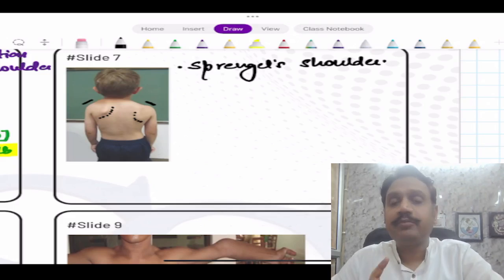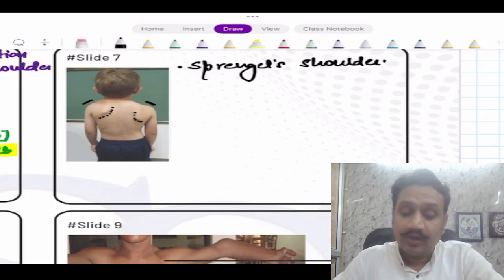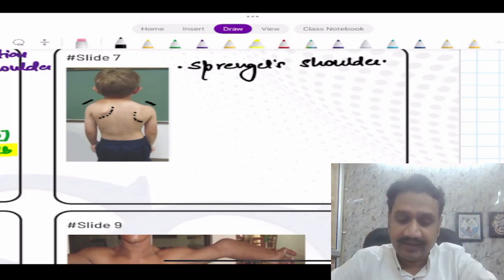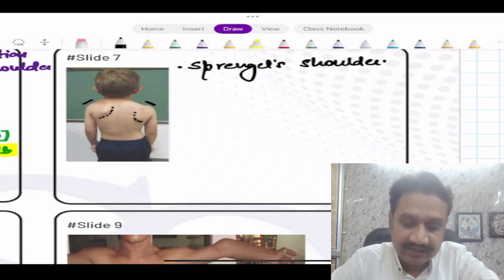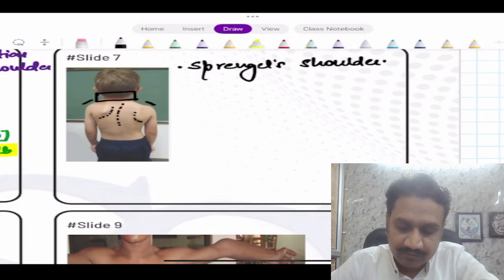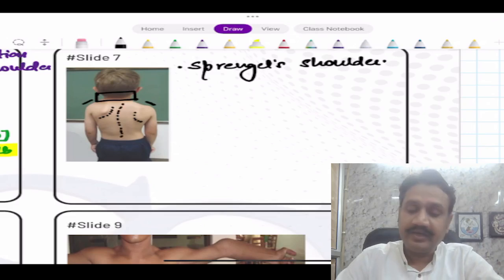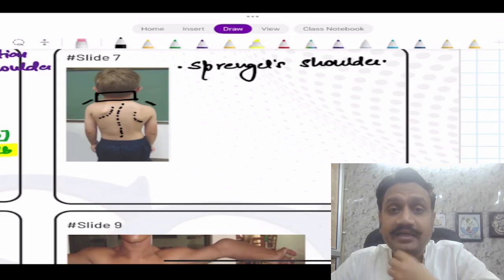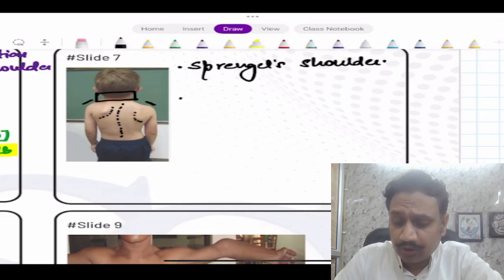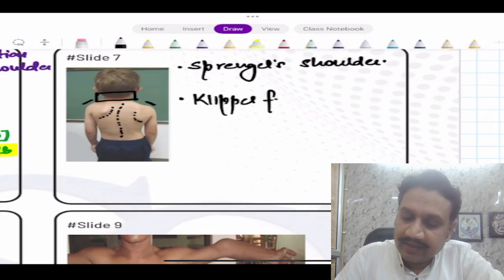Now, this can be associated with a syndrome where the cervical vertebrae are fused. Because of the cervical vertebrae getting fused, there is not much length of the neck, and then the spine may become scoliotic. So if somebody has fused cervical vertebrae and a scoliosis, that is called the Klippel-Feil syndrome, right? What is Klippel-Feil syndrome?